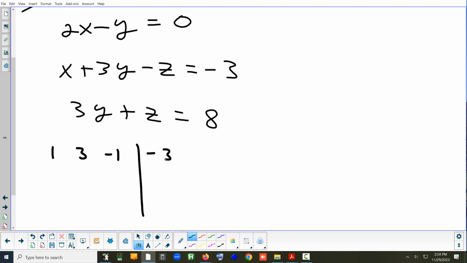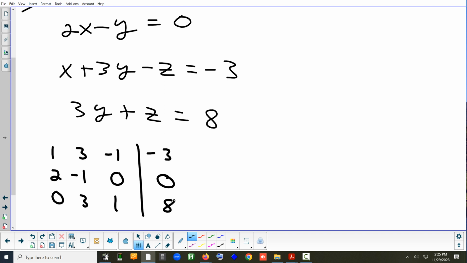What's my middle row going to be? 2, -1, 1, 0. 2, -1, 0, and 0. 0. So we swapped rows 1 and 2. And what about row 3? 0, 3, 1, and 8.